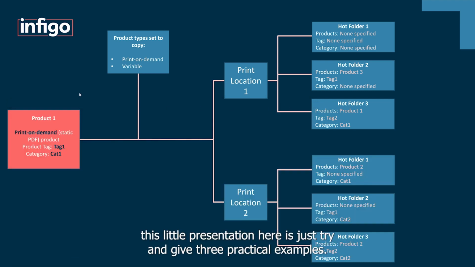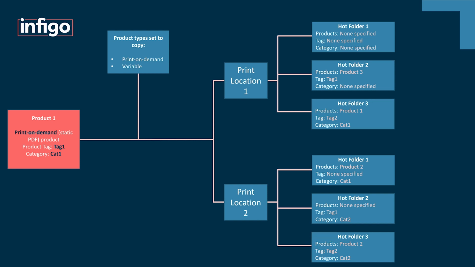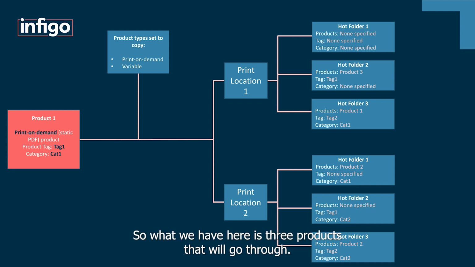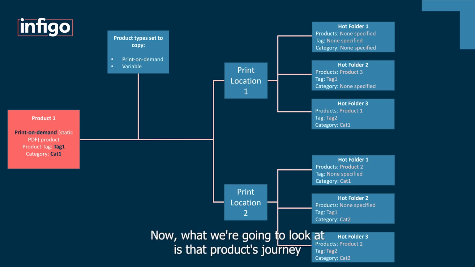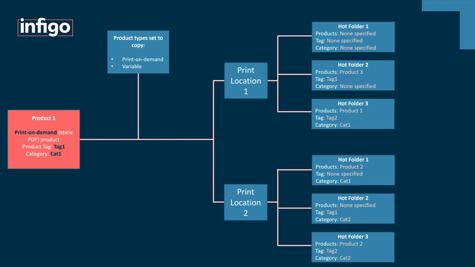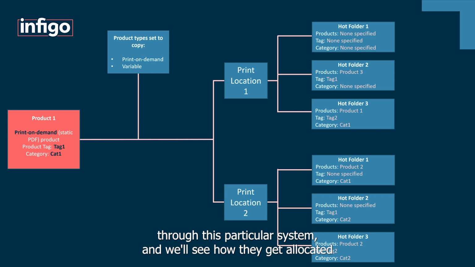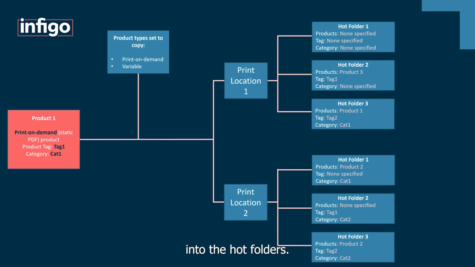In this little presentation, we're going to give 3 practical examples with the help of the flowchart. We have 3 products that we'll go through, and those products need to be assigned to a hot folder. We'll look at each product's journey through this particular system, and see how they get allocated into the hot folders.